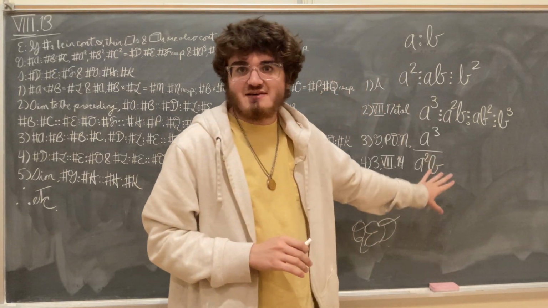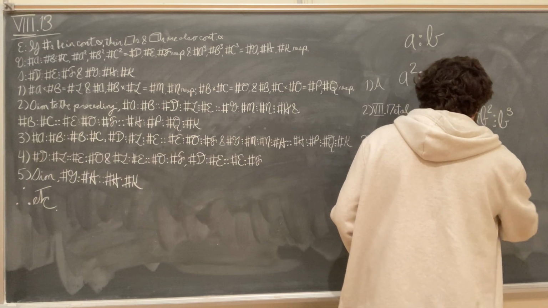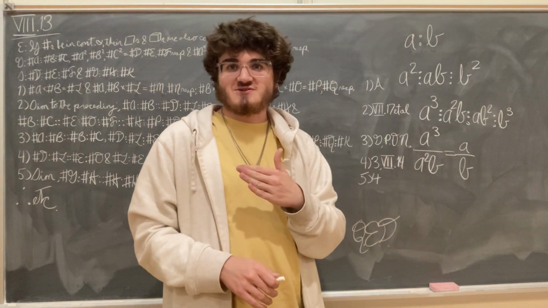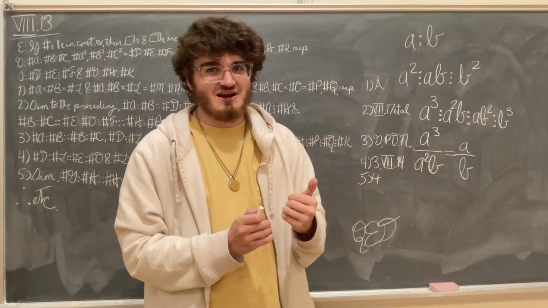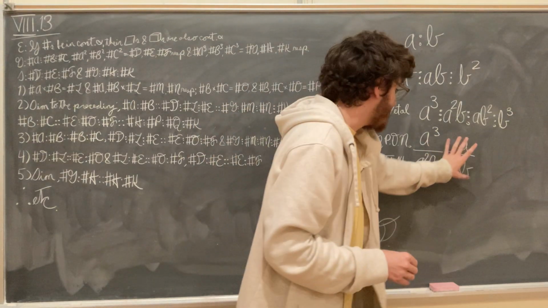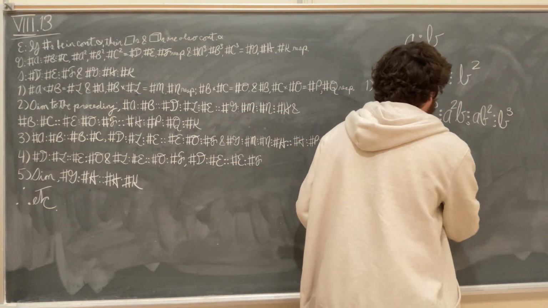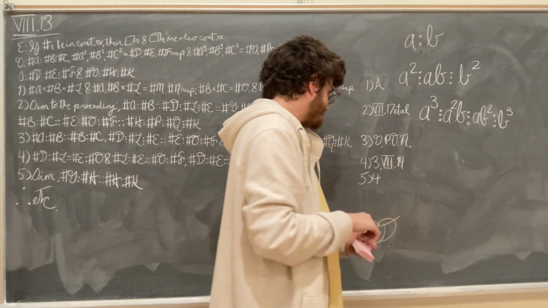Well, both of these have 2 A's. So we can take those 2 A's out, and we're just left with A and B. Of course, A cubed, you take out A squared, you're just left with a single A, and A squared B, you take out the A squared, you're just left with B. So again, we have our ratio A to B, which was our given ratio. And you can continue doing this for all the terms A squared B, AB squared, and B cubed.